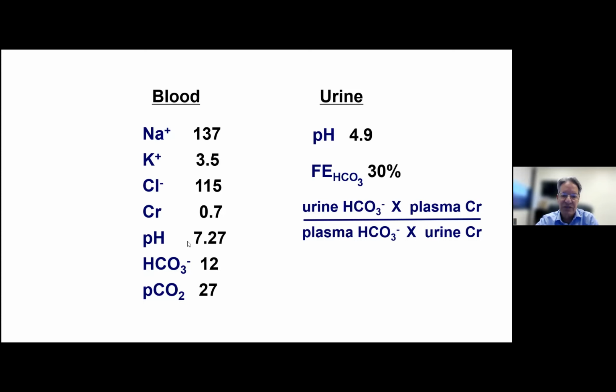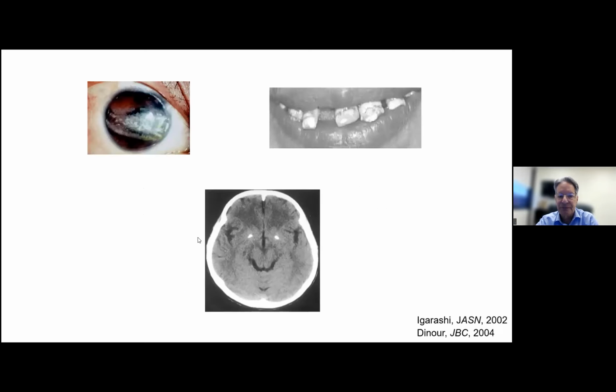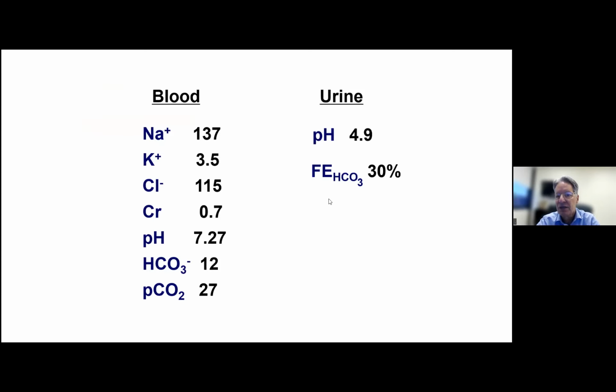And with this clinical phenomenology, you would expect RTA. And once you know the clinical phenotype, this is proximal RTA. And this could be on your exam. They may show you pictures like this and say, what is the acid-base abnormality when they give you the chemistries.